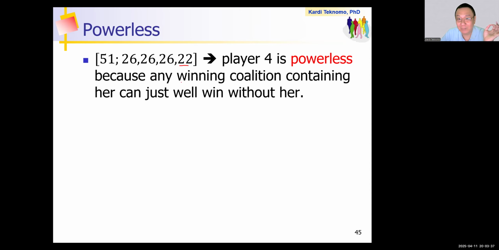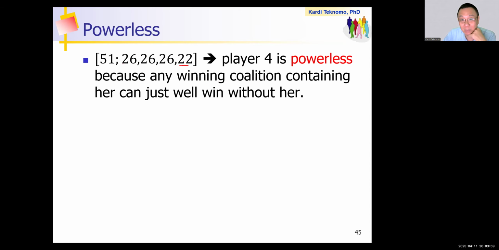Because any winning coalition containing her would win just as well without her. So now you can start to compute the mathematics of voting. You know the quota and you know the power, so you can see who actually has the power and who doesn't.